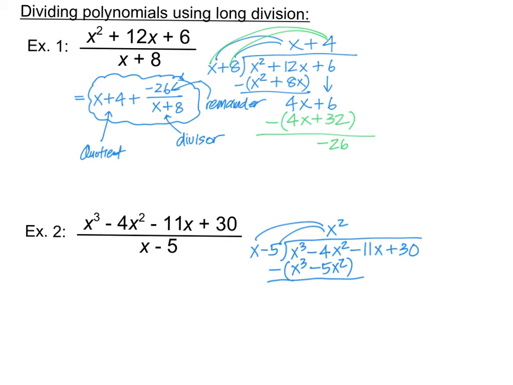Negative 4x squared minus negative 5x squared is positive x squared. Then you drop down the minus 11x. And now we go x times what is x squared? And the answer is x. So now let me change colors. So I have plus x. And so now I'm going to distribute this in. So x squared minus 5x. Put this in parentheses and subtract the quantity.